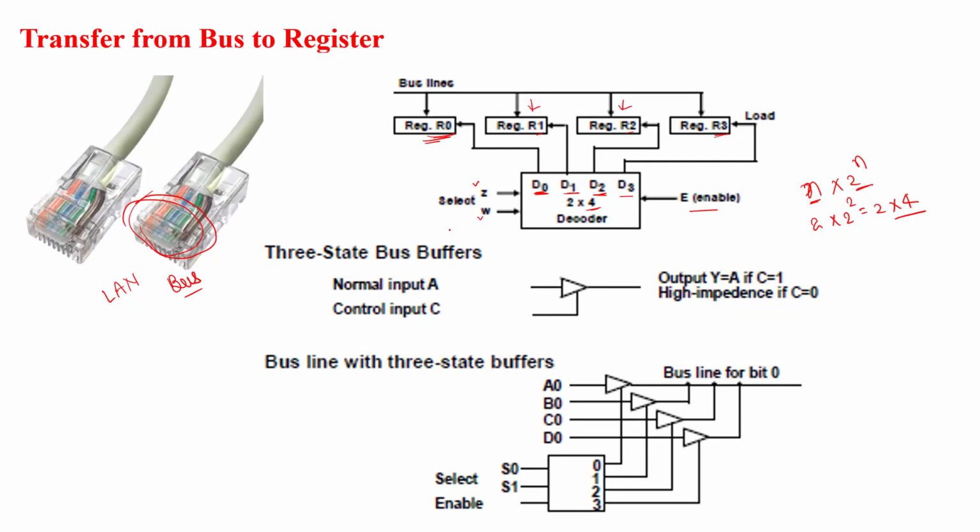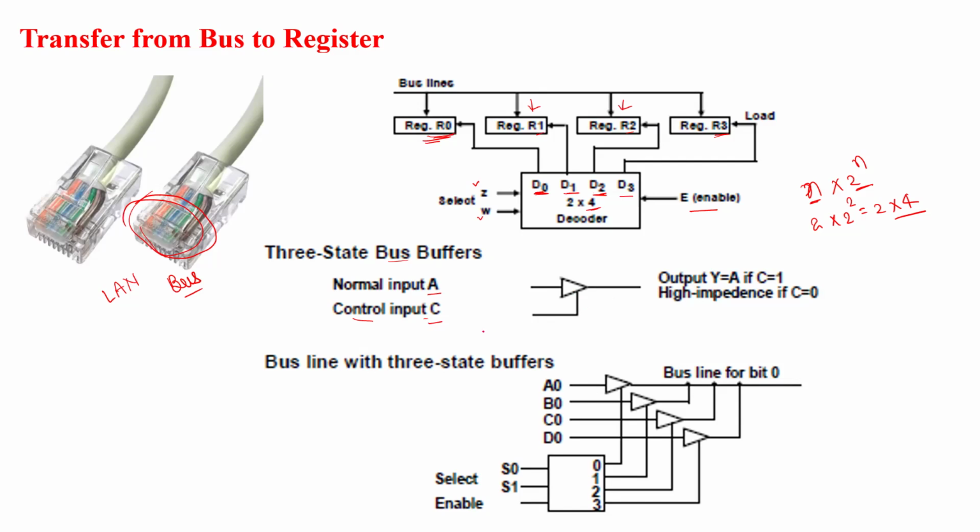If you are not going to use the bus, in place of that we can have a three-state bus buffer. It has two inputs and one output. One input is A, and the other is C. C is called the control input, and A is the normal data input. With the help of the control input, we can generate high impedance or low impedance at the output of the buffer. Buffer discussion we also had earlier in digital electronics or digital logic design.